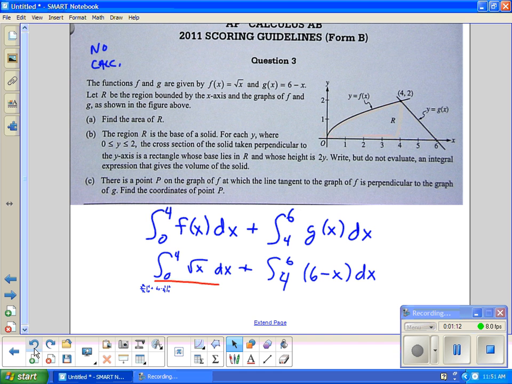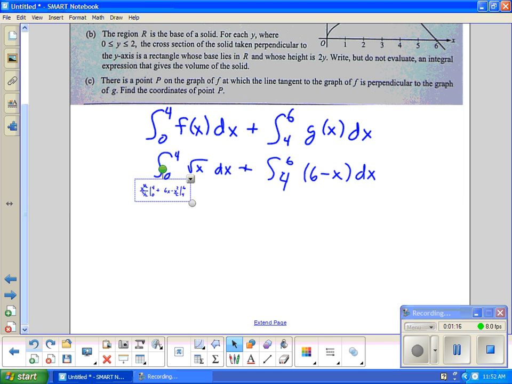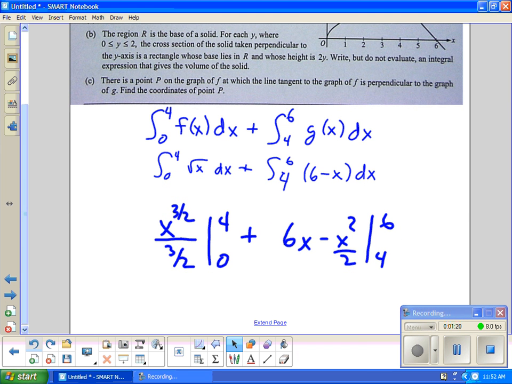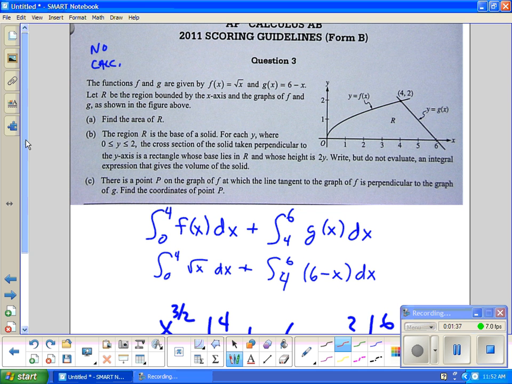When we do this integral, integrating x to the half power, change the radical to the exponent, add 1, becomes 3/2, divide by 3/2, from 0 to 4, the evaluation. Now over here, there's 2 ways to do this problem. You could do the integral of 6 minus x. Exactly. You could look back up here. You guys see the triangle?